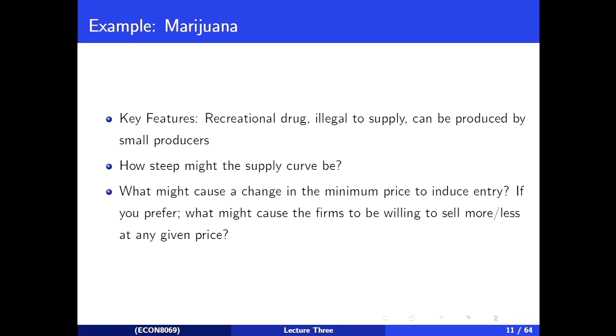Any takers? Just one back over here, sorry. What was it? The rate of what? The rain, the climate.